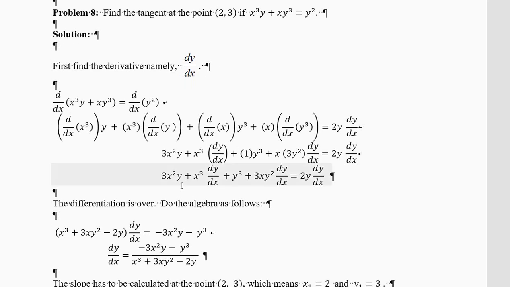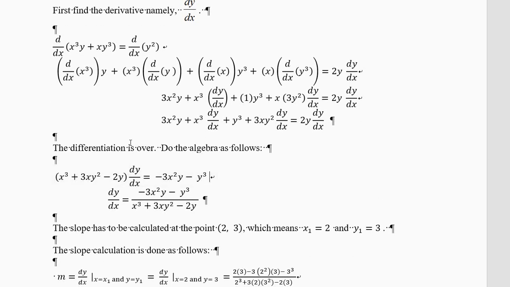You will get 3x square y plus x cube dy by dx plus y cube plus 3xy square dy by dx equal to 2y dy by dx. The derivative of y square is 2y dy by dx. Don't make the mistake of writing it as 2y. Now the differentiation is over. We have used the product rule here. We have two things here. Derivative of the first function into second function plus first function into derivative of the second function.